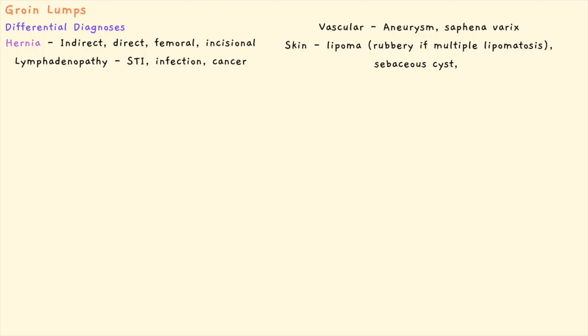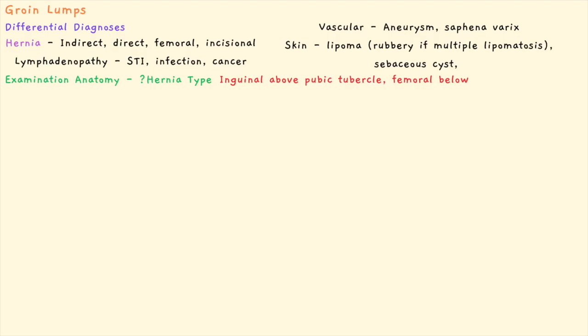There could also be vascular causes, so a femoral aneurysm, so the arteries being affected, or the veins could be affected, such as in saphenous varix. And that would be suspected if the patient has varicose veins or signs of venous disease. The lump could also be directly from the skin, such as in the case of a lipoma, or if there are multiple lipomas in other parts of the skin, it could be multiple lipomatosis, or a sebaceous cyst if it's pedunculated.